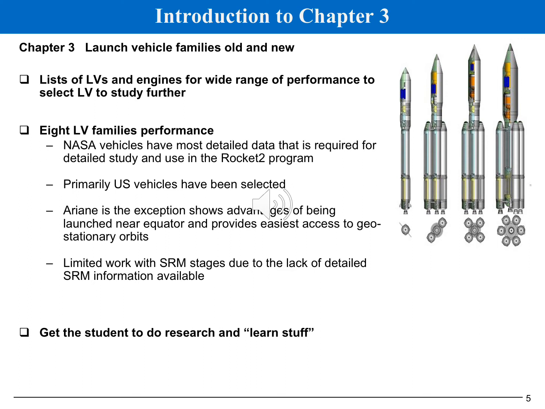Chapter 3 identifies sets of launch vehicles, launch vehicle families, both new and old, that the student might find interesting. They list the launch vehicles and various engines on a wide range of performance to allow selection of launch vehicles for further study. The 8 families that I identify fall into different categories. The NASA vehicles, for example, have the most detailed information that's required for detailed study.